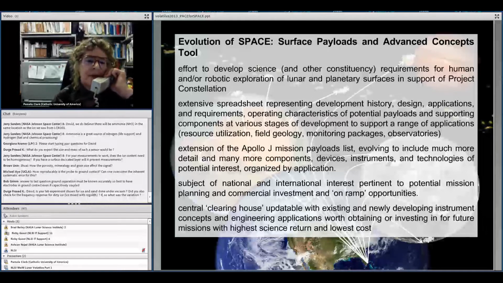It started really as beginning by the catalog from the Apollo J missions payload list and developed extensively from there. And we see it as potentially a central clearinghouse that would be available to everybody on an open source basis, and potentially allowing matching to be done between particular instrumentation needs, maybe for supplemental instrumentation, and providers of particular expertise or instrumentation, or people who could provide subsystems that would support instruments in very challenging extreme environments.